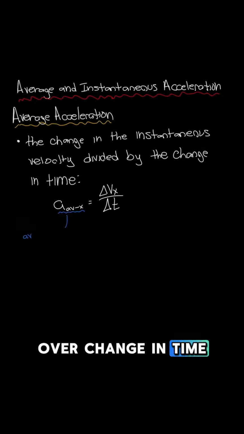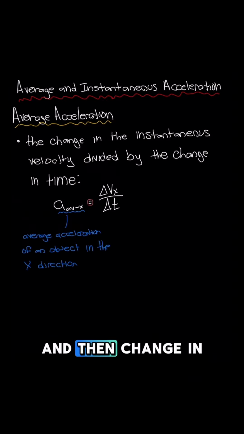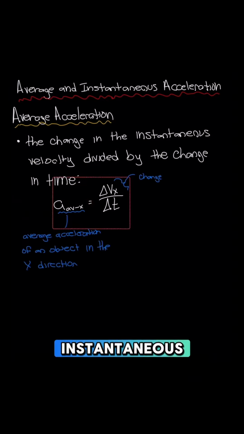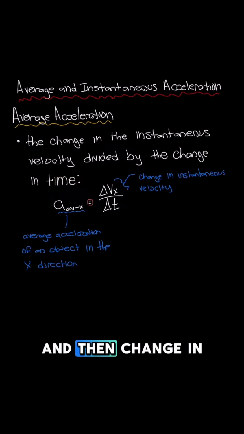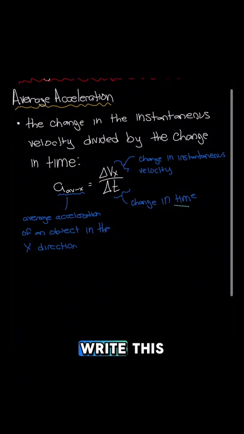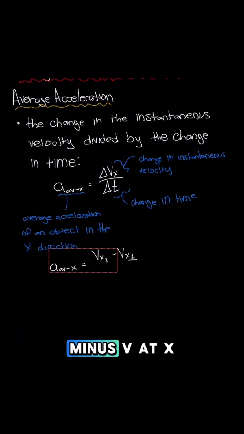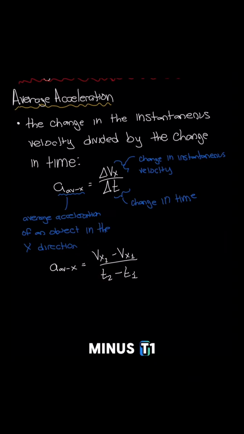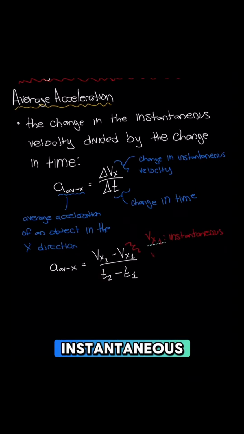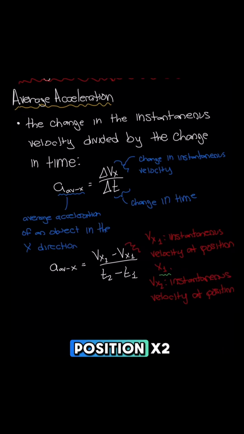Vx over change in time, where a_avg,x is the average acceleration of an object in the x direction, and then change in Vx is the change in the instantaneous velocity in the x direction, and then change in t is just change in time. And then a more useful way to write this equation is average acceleration equal to v at x2 minus v at x1 over t2 minus t1, where vx1 is the instantaneous velocity at position x1, and then vx2 is the instantaneous velocity at position x2.